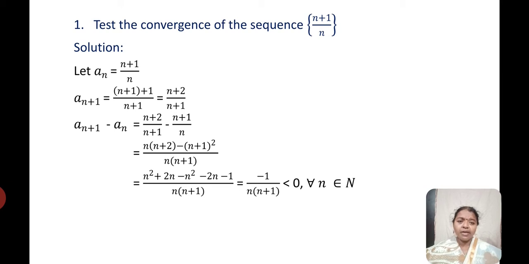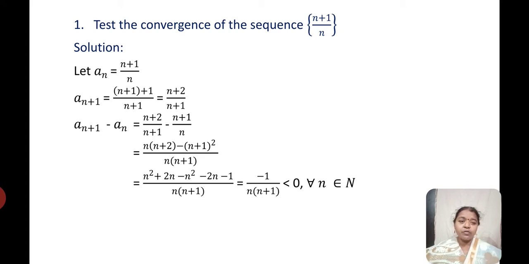Next we would be finding what is an plus 1. To find this, what we would be doing is replacing n by n plus 1 in the given equation, the problem. So I get an plus 1 is equal to n plus 2 divided by n plus 1.